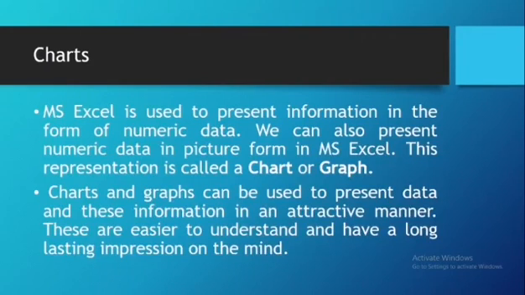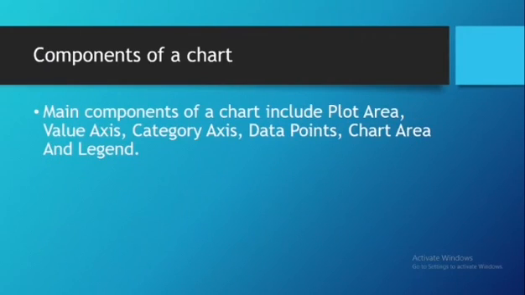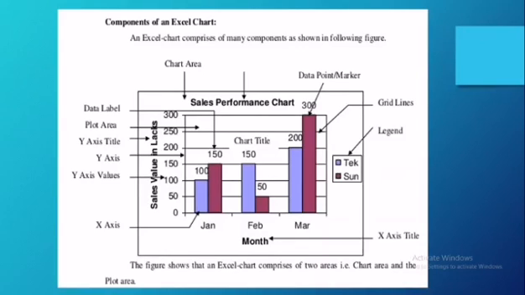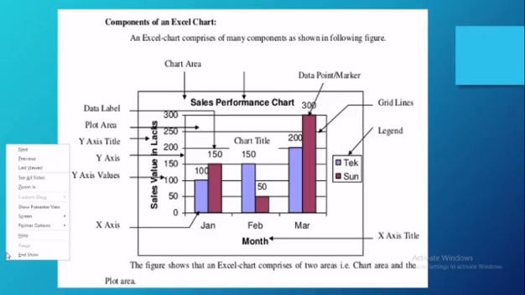So after this topic chart, the next topic which we are having is the components of a chart. Main components of a chart include plot area, value axis, category axis, data points, chart area and legend. Now I will explain all these things in detail. Now as you can see right now a chart is drawn. When we draw a chart, then we have two axes, that is x-axis and y-axis.